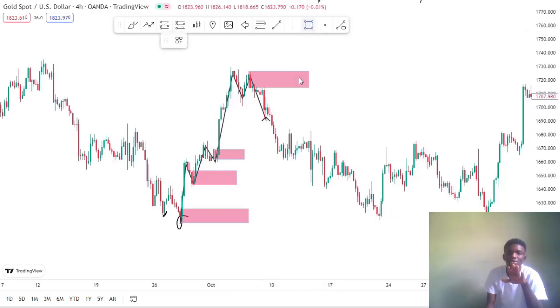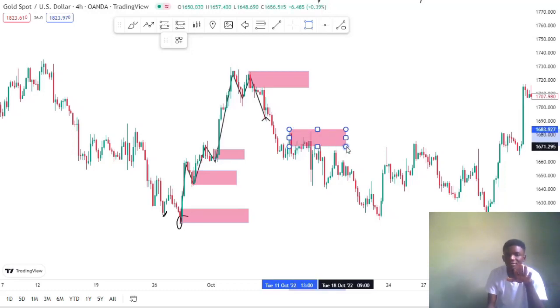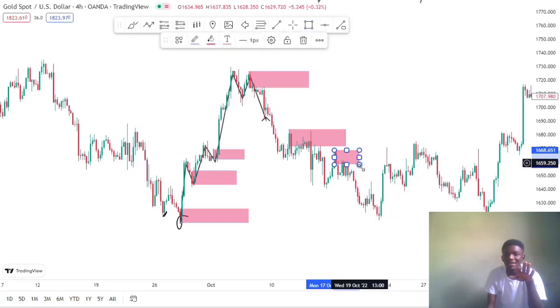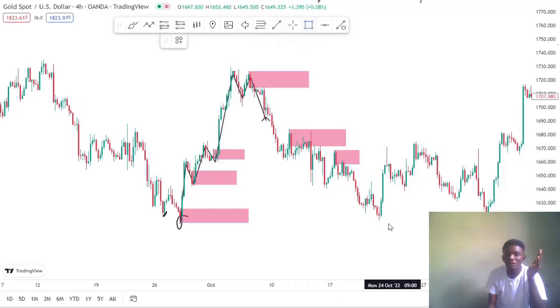This is what you're going to do. We pull back here, we shoot down. This is the bullish candle before the bearish movement. Then we pull back. This is the bullish candle before the bearish movement. Then we pull back. This is the bullish candle before the bearish movement.